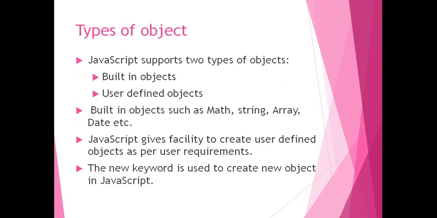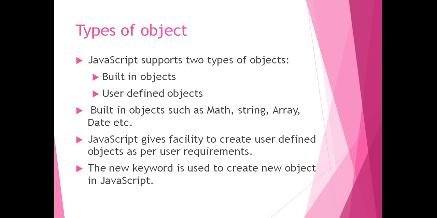So next, types of objects. JavaScript supports two types of objects, built-in objects and user-defined objects. Built-in objects are objects which are given with JavaScript and you just are going to use them. And next, user-defined objects. User-defined objects are objects which the user is going to create.